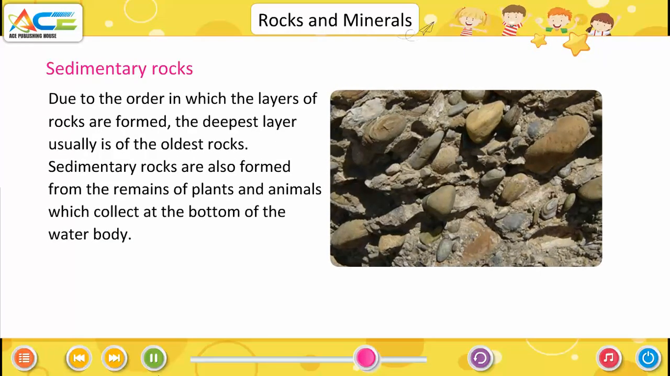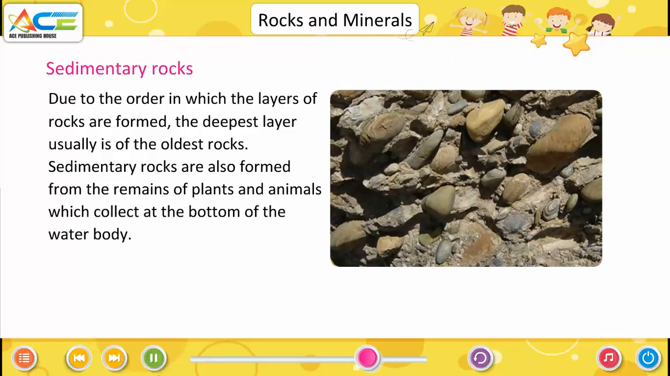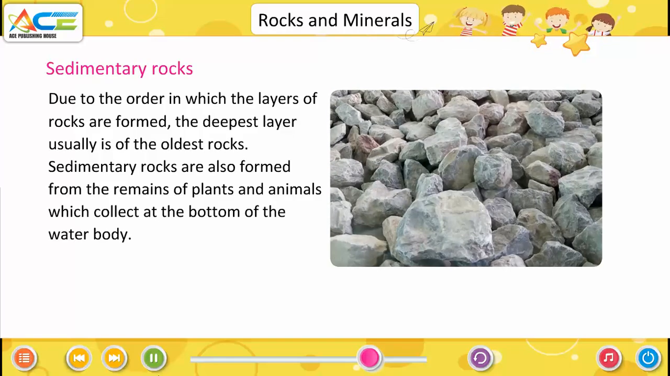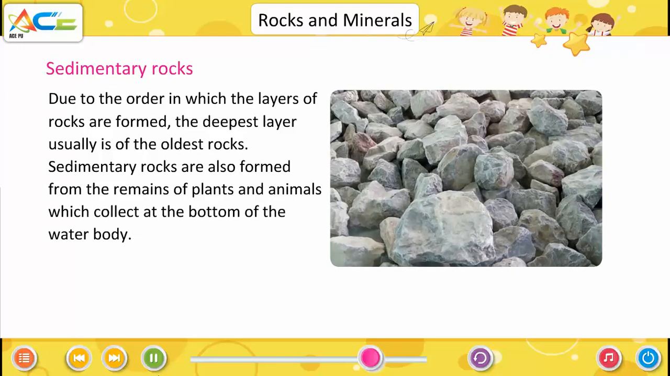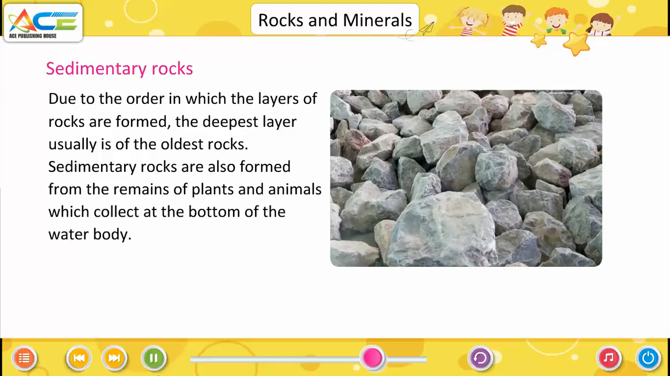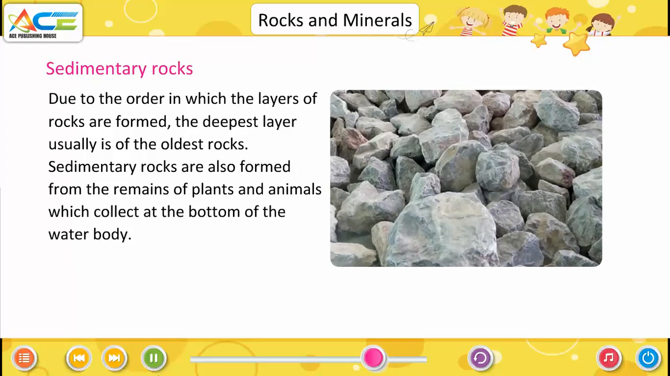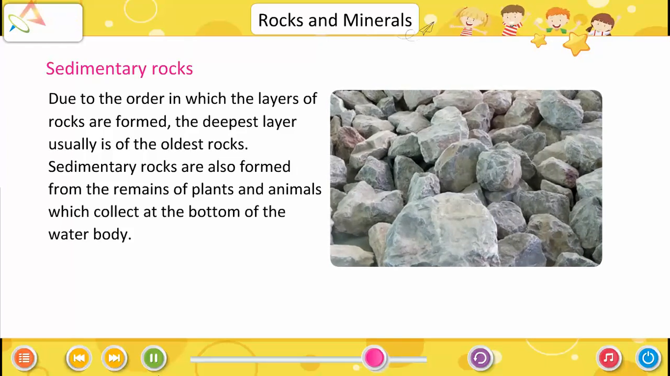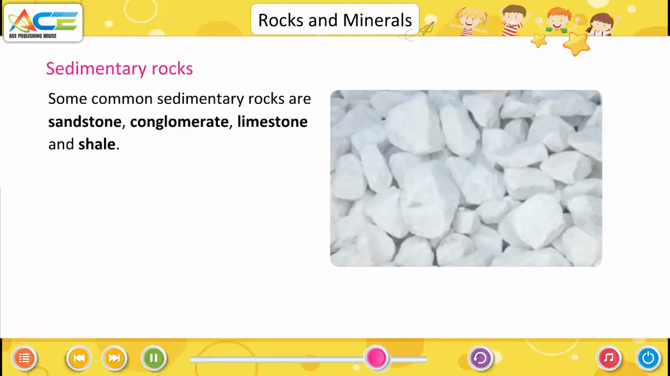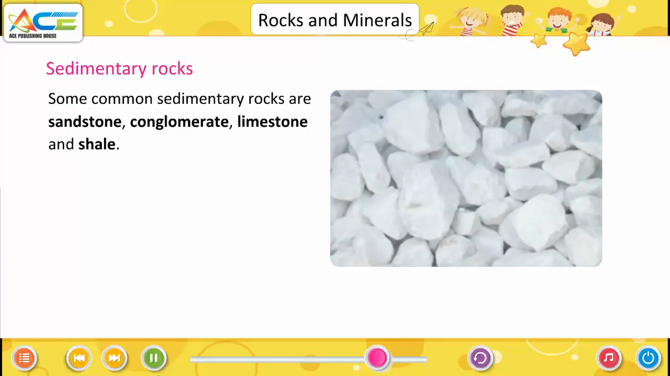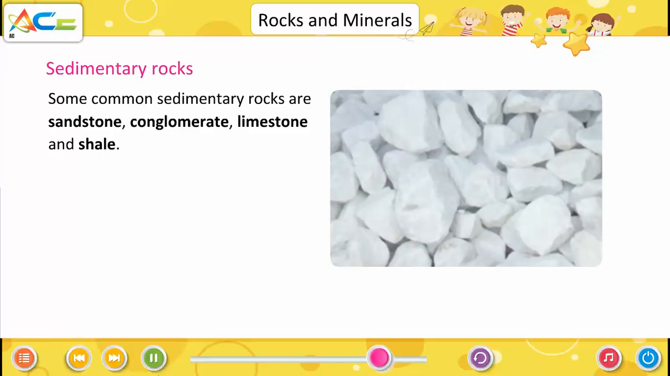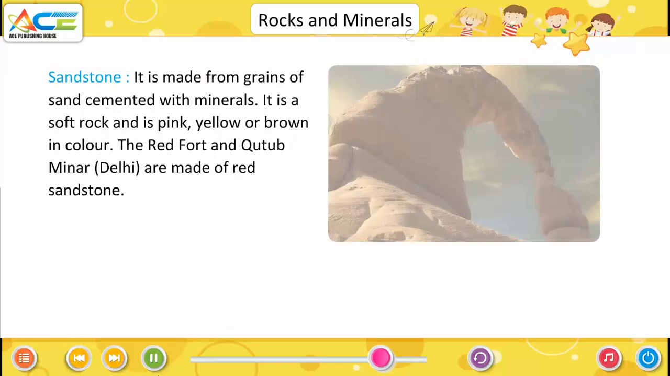Due to the order in which the layers of rocks are formed, the deepest layer usually is of the oldest rocks. Sedimentary rocks are also formed from the remains of plants and animals which collect at the bottom of the water body. Some common sedimentary rocks are sandstone, conglomerate, limestone and shale.